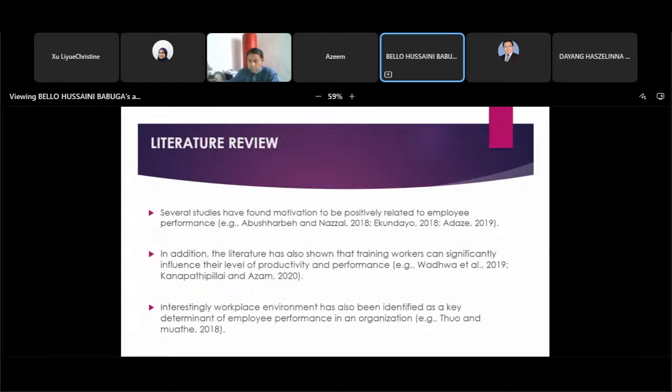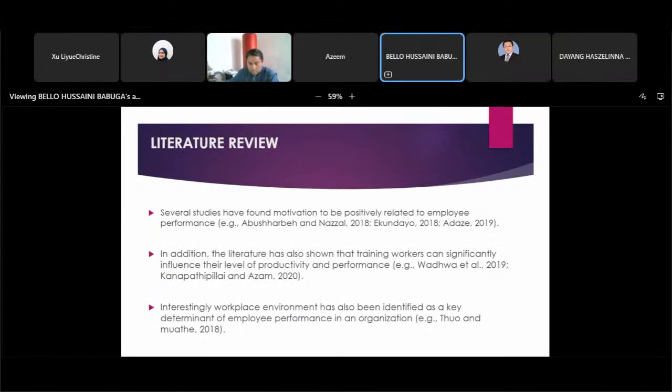Literature review. Several studies have found motivation to be positively related to employee performance, and this can be buttressed by the scholars below. In addition, the literature has also shown that training of workers can significantly influence their level of productivity and performance, and it can be supported by the scholars below. Interestingly, the workers' environment has a significant effect on improving employee performance in an organizational setting, which can be supported by the researchers below.